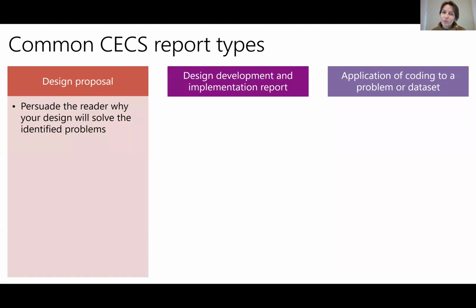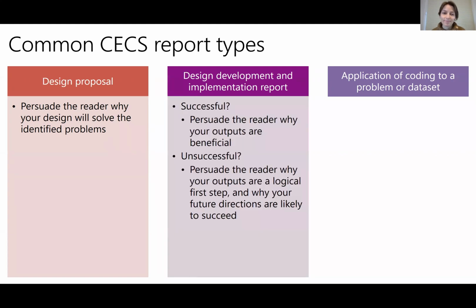So in a design proposal for engineering, your key message is going to be persuading the reader why your proposal meets those specifications. In an implementation report, it's really about whether your implementation was successful or unsuccessful. So thinking about if you were successful, why did it meet those specifications and why was your design appropriate? Why was it successful? What were the advantages of it?